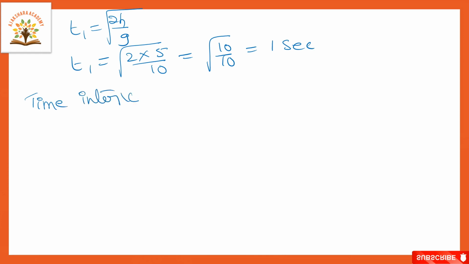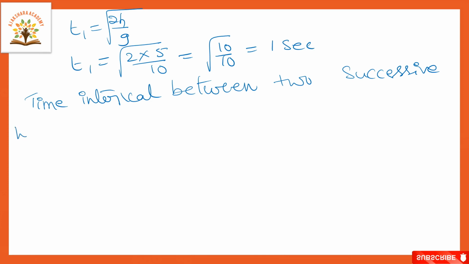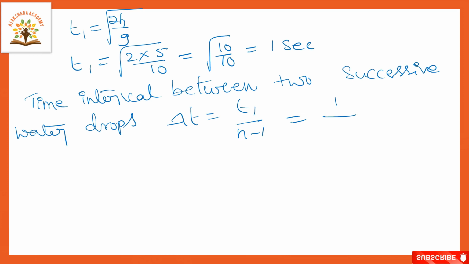Time interval between two successive water drops, delta T is equal to T1 by n minus 1. So that is equal to T1, which is 1, and n is 3 drops, 3 minus 1, that is 2. So time taken by the second drop.